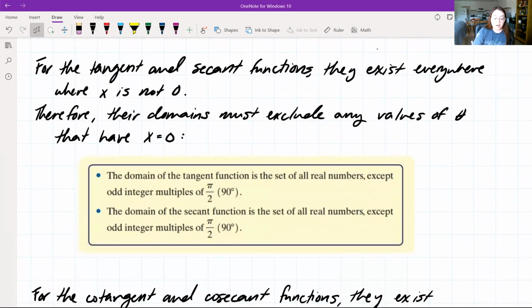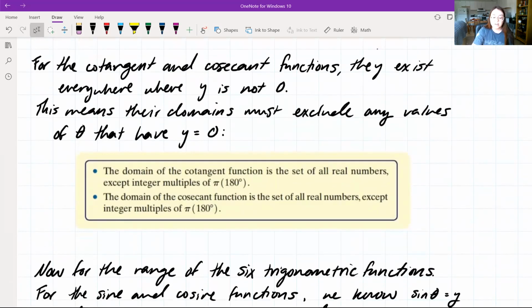This means that the odd integer multiples of pi over 2 are the values where x equals 0. This would be pi over 2, 3 pi over 2, 5 pi over 2, 7 pi over 2, those values. Then the domain of the secant function is the set of all real numbers except for odd integer multiples of pi over 2. So the same thing. For tangent and secant, we're seeing odd integer multiples of pi over 2. Those are the only times when x is equal to 0.